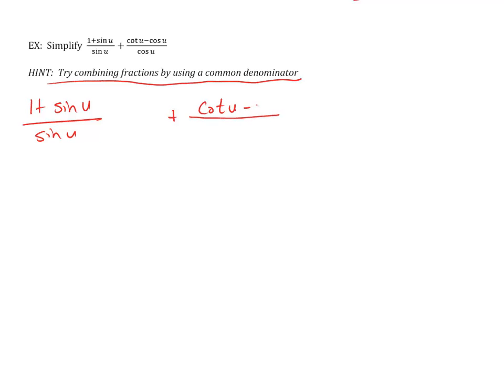of u minus cosine of u, over cosine of u, I look at this and say, what is the common denominator? What's the lowest common denominator? And since one denominator has sine of u and the other has a cosine of u, the product of those two functions is going to be my common denominator.